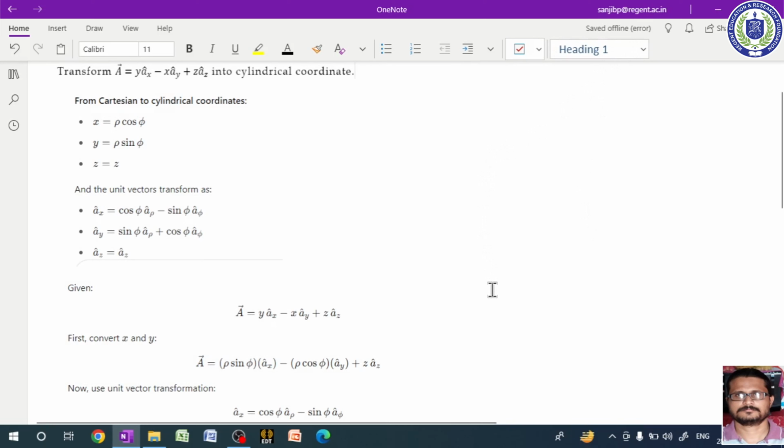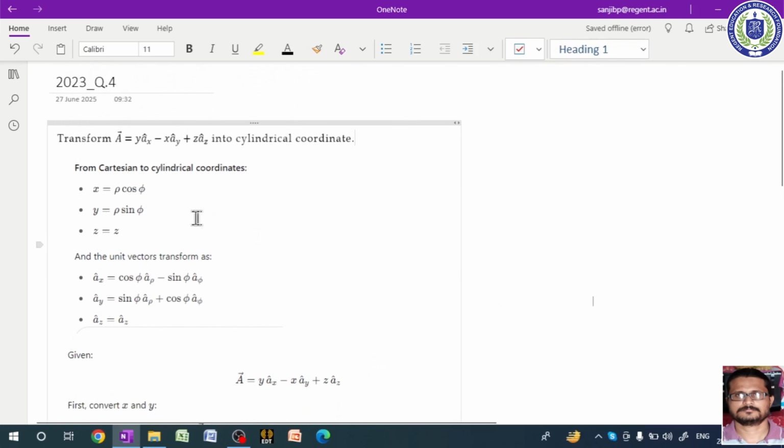Today I will discuss another question of 2023 of electromagnetic field theory. Here you see the question is given. This is under question number 4. The marks will be 5. What is given? Transform A is written in such a way: y ax minus x ay plus z az into cylindrical coordinate.